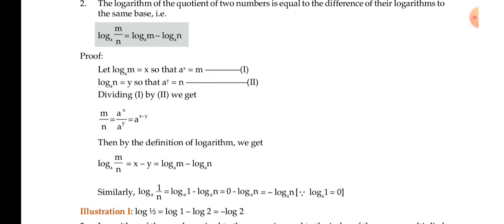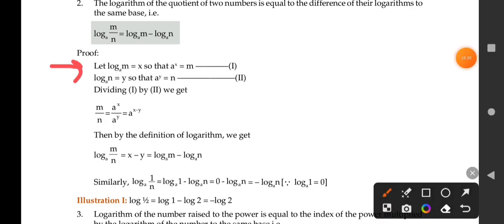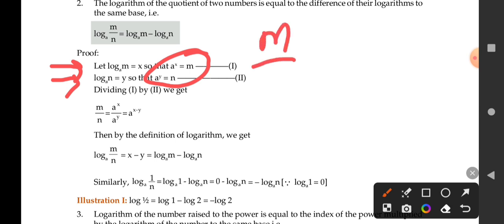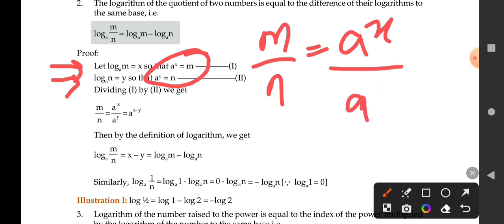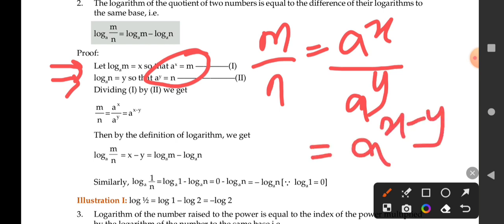Okay. So again, suppose we have log m to the base a is equals to x. How can we transform it in the index form? a power x is equals to m. The second equation, log n to the base a is equals to y. That means a power y is equals to n. Now we are going to divide these two. What do you get? m divided by n is equals to a power x divided by a power y, right? So in the index chapter you have seen it is equals to a power x minus y.